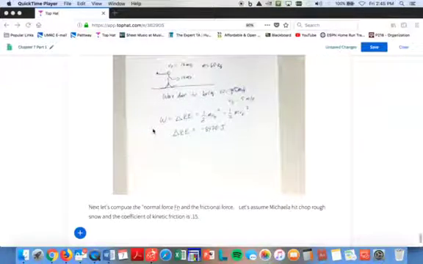All right, now, here we go. Now, what we're going to do is let's compute the normal force and the frictional force. That's the only thing we're going to do right now, so that you can see how to compute those, because those are the main thing that we use when we're doing this.